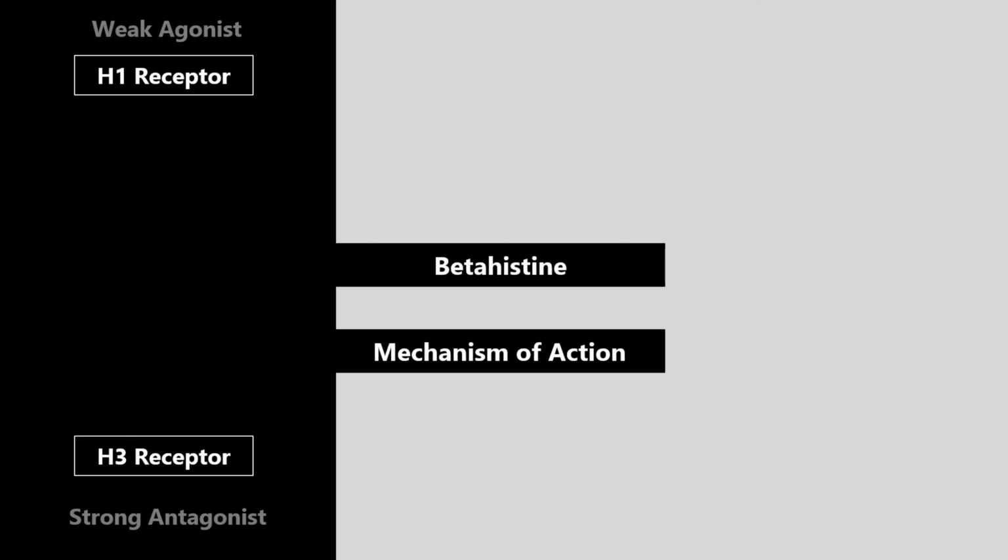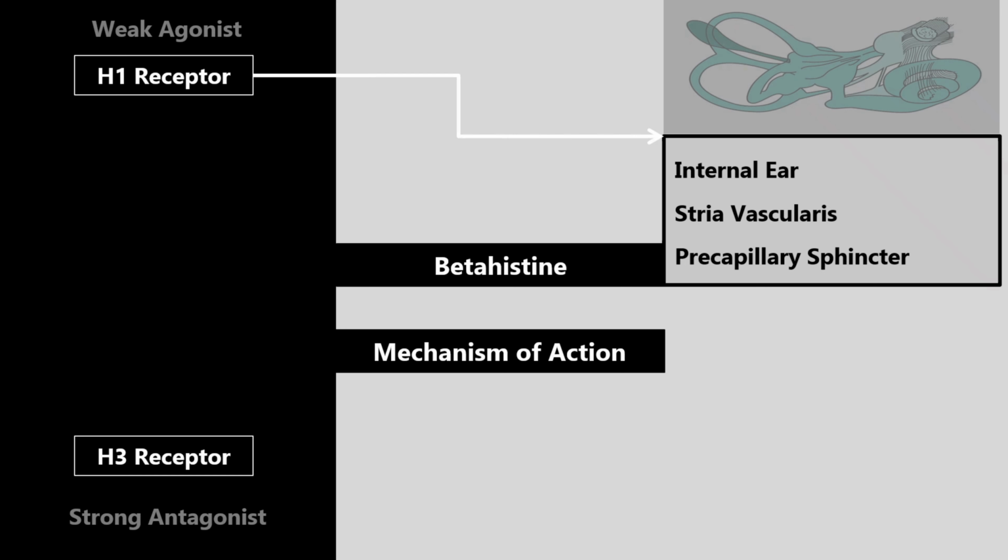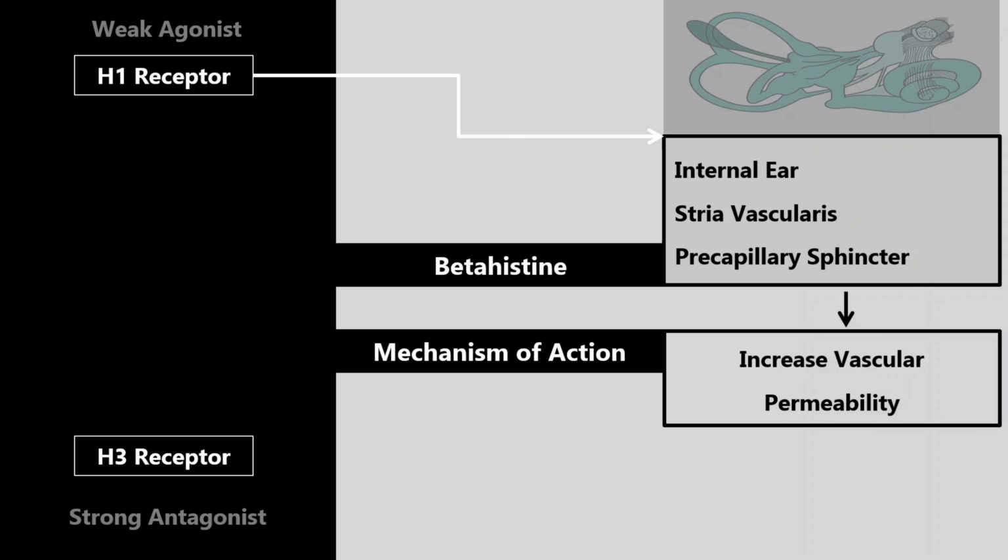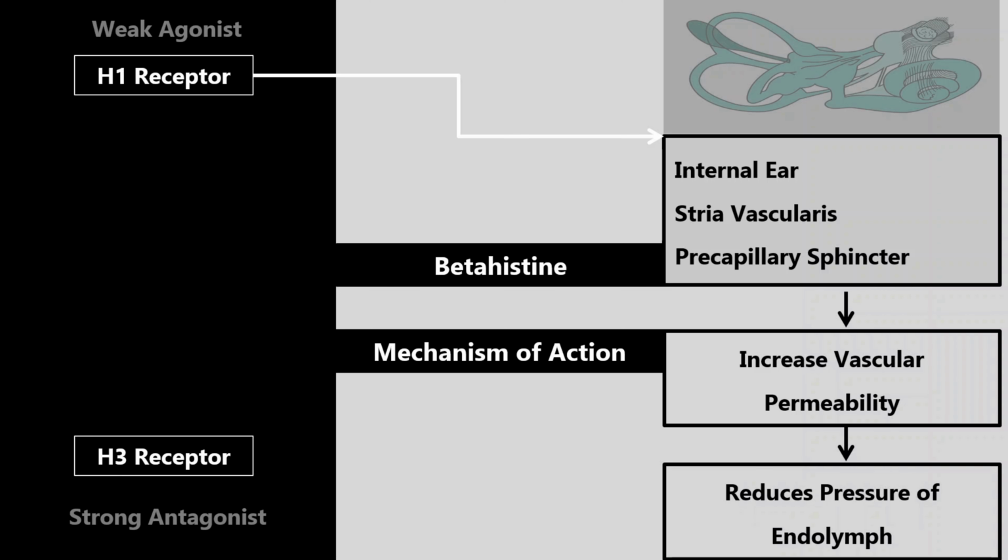Betahistine acts as agonist at H1 receptor which causes vasodilation of the precapillary sphincter of stria vascularis of the internal ear. This vasodilation leads to increased vascular permeability and reduces the pressure of endolymph. Reduced endolymphatic pressure relieves the symptoms of ear fullness and vertigo.